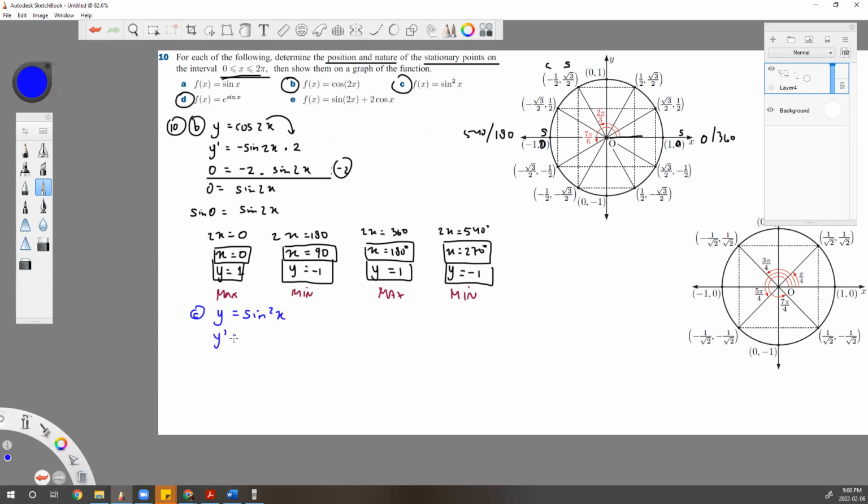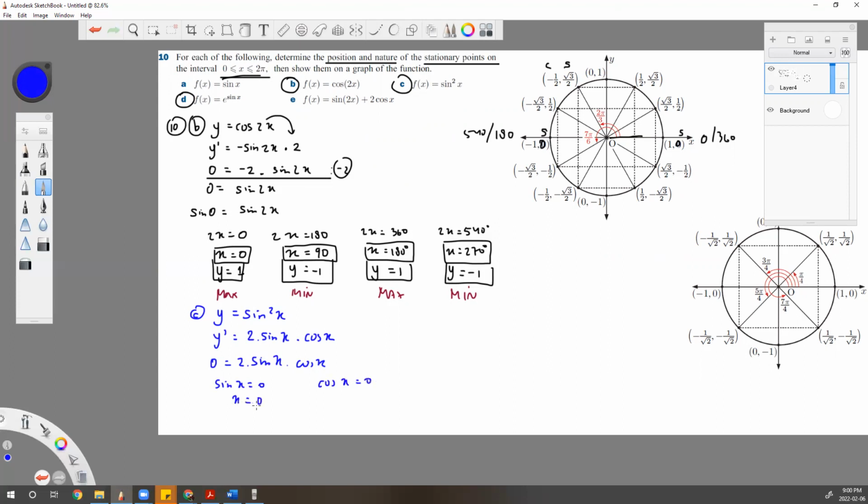The y-axis, remember, the power 2 times sine x times the inside, times by... the sine x becomes cos x. That's it. Okay, so 0 equals sine x cos x. So sine x can be 0 or cos x can be 0.